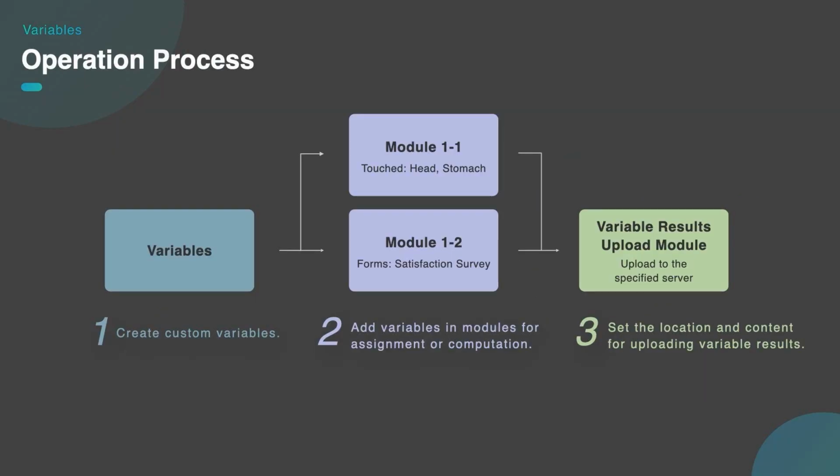The operation process can be divided into 3 steps. Step 1, create custom variables. Step 2, add variables in modules for assignment or computation. Step 3, add the variable results upload module and set the timing and content for uploading the variable results.